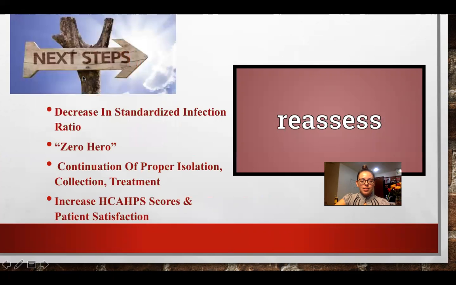Next steps. So what do we want to see? We want to see a decrease in the standardized infection ratio for our unit. So we want to be below 1. 0 hero is like our little saying that we say. You want to be 0 healthcare associated infections. You want to have none. But I mean, that's difficult. But your goal is going to be 0.